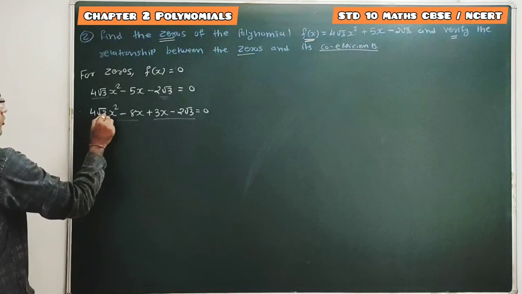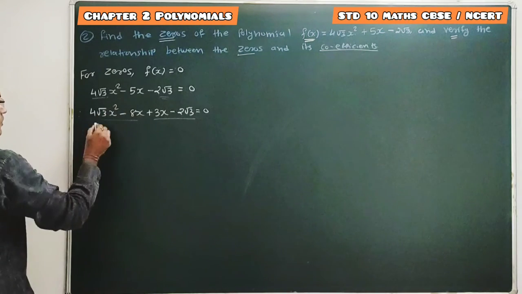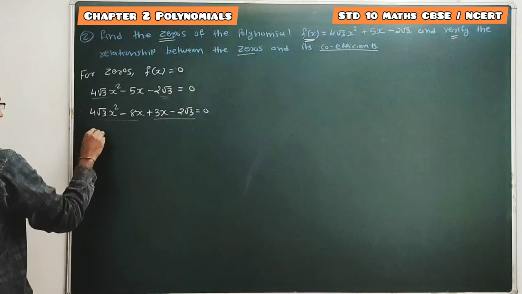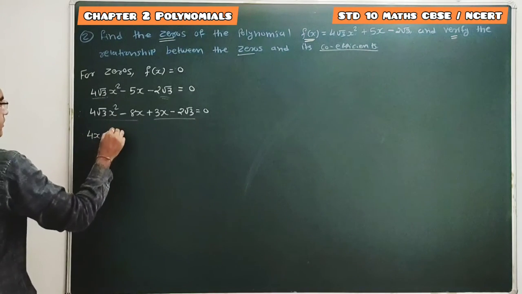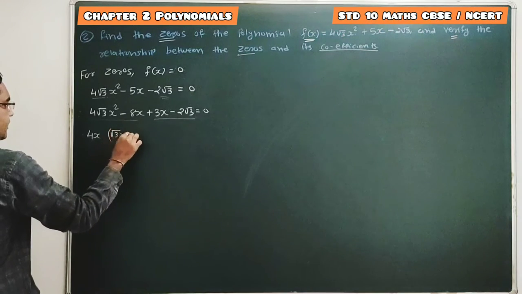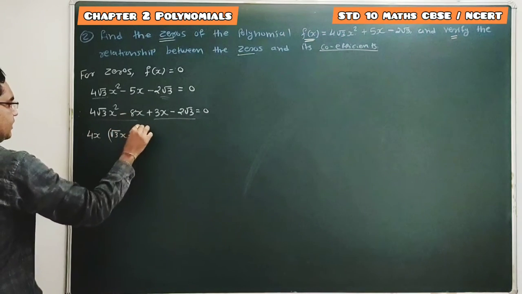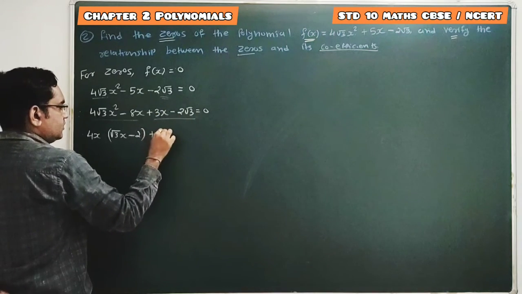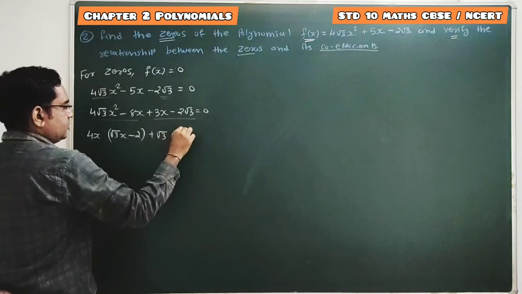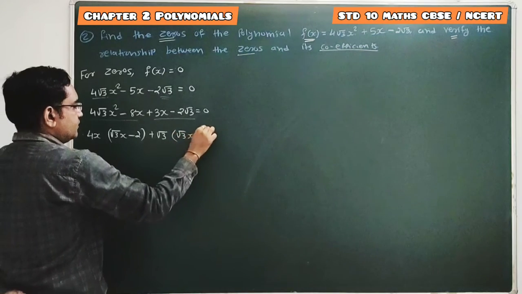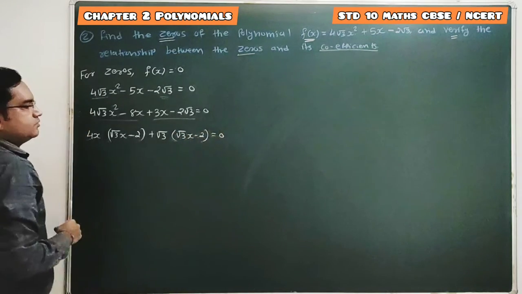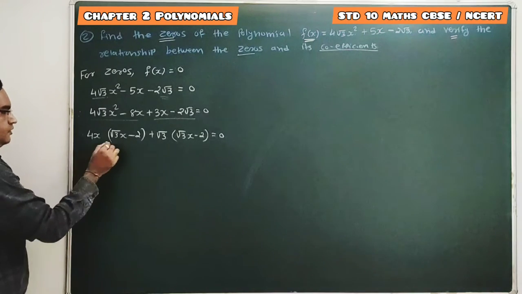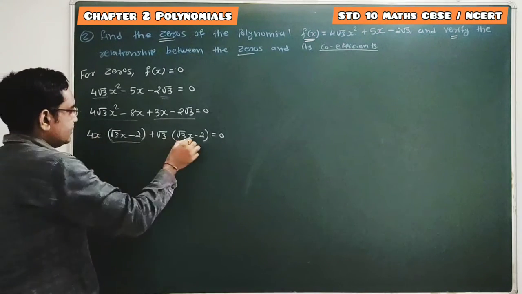So here 4 root 3 x square minus 8x. Here we can say 4 is common and x is common. So 4x is the common term. So the remaining terms are root 3x minus 2, since 4 twos are 8. Here we can say root 3 is the common term. So it's root 3x minus 2 equal to 0. Done. This is factorization by taking common. So this is the first group, this is the second group.